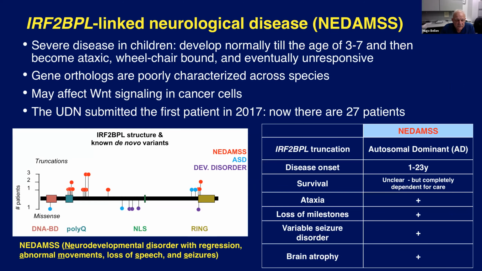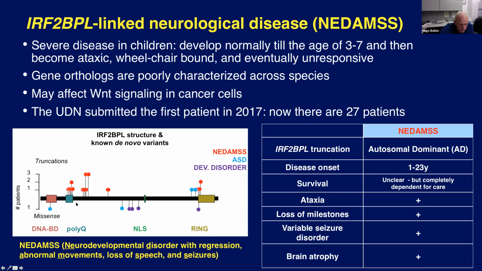So this is a very severe disease in children, just like all these other diseases that are already covered. They develop normally until the age of 3 to 7, then become ataxic, very quickly wheelchair bound, and eventually completely unresponsive or tube fed, and eventually die. The gene orthologs are really poorly characterized for this gene. It's been shown that in cancer, they may affect Wnt signaling when lost. And the UDN submitted the first patient in 2017, and now there are 27 patients.